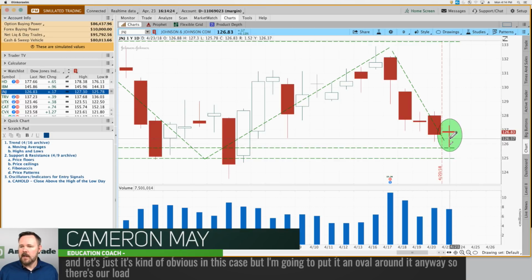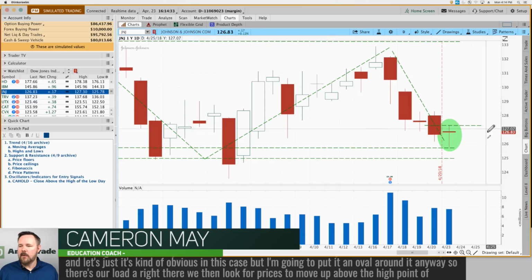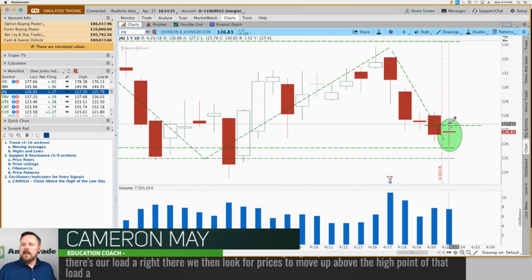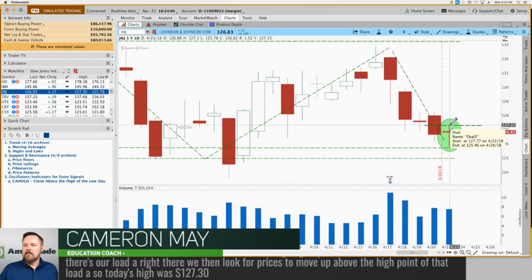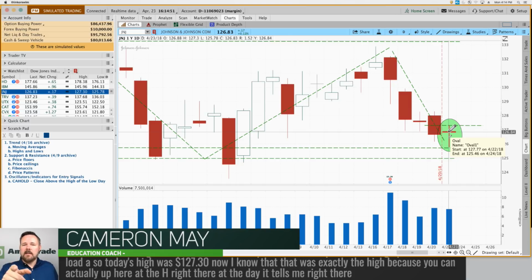So there's our low day right there. We then look for prices to move up above the high point of that low day. So today's high was $127.30. Now I know that was exactly the high because you can just look right up here at the H right there. As I point at the day, it tells me the H stands for high. That means that today's high was 127.30.